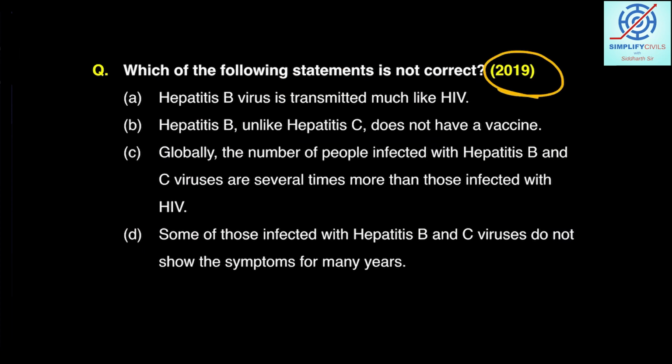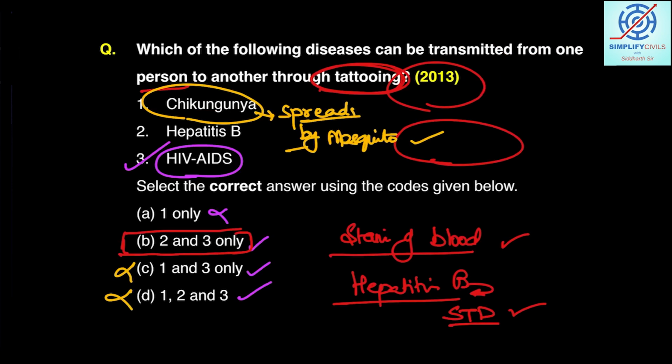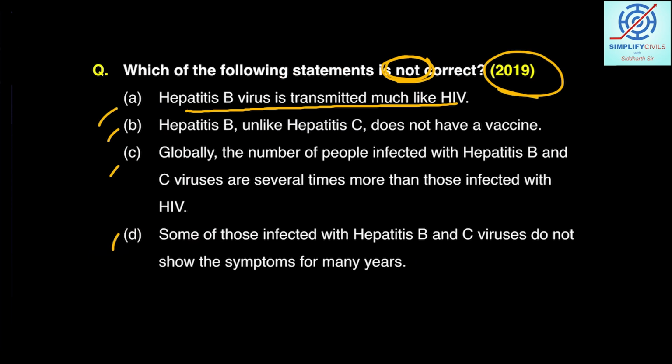The question is again specifically on hepatitis. There are 4 options given to you, and you are asked which of the options is not correct. Look at statement number 1: hepatitis B virus is transmitted much like HIV. If you had done the 2013 question in practice, you would see that hepatitis B and HIV were the answers and are transmitted through the same means. So this option has to be correct. This is somewhere related to your 2013 question. Don't you agree with me? So this is not your answer because the statement is actually correct.